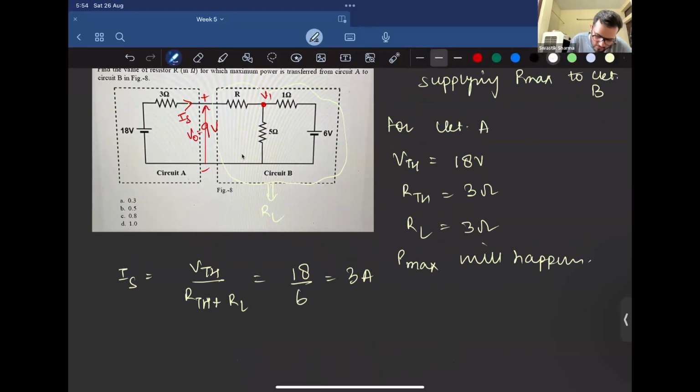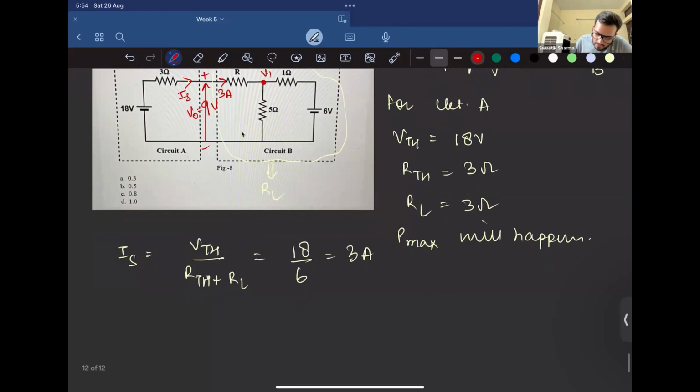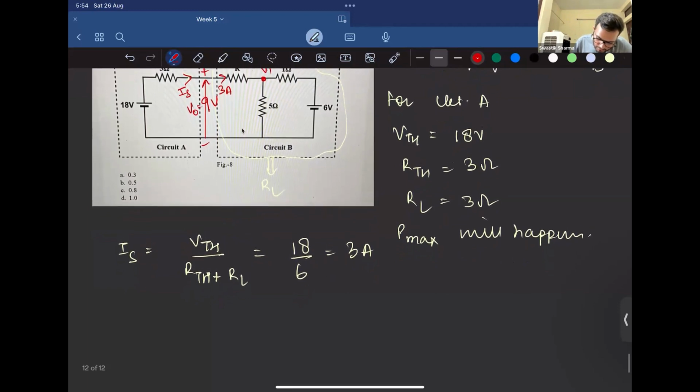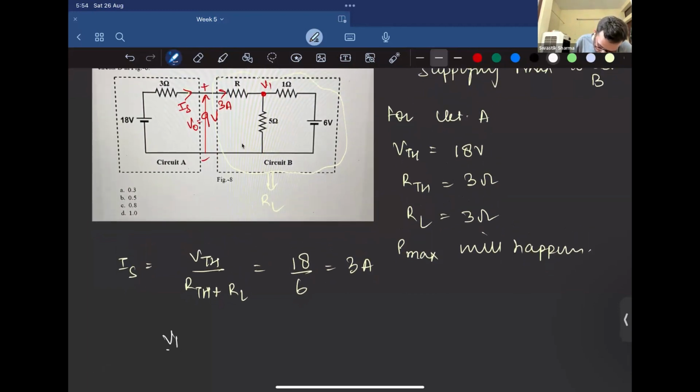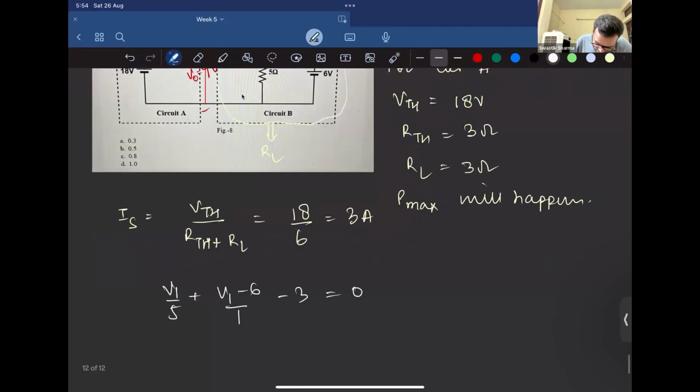So this V naught is 9 volt, right? So the current entering this terminal is what? 3 ampere. Is this sufficient for you right now? 3 ampere is coming into the circuit, right? Circuit B. So if I apply a nodal analysis across V1, what would it be? V1 by 5 plus V1 minus 6 by 1 minus 3 ampere, right?